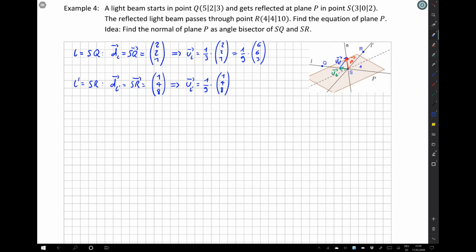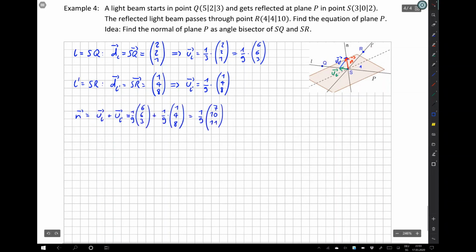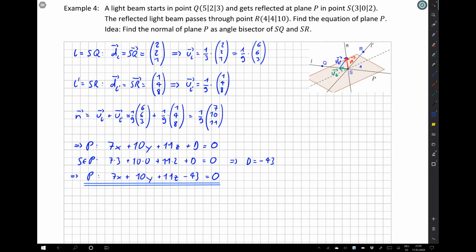And we find for the normal vector the sum of the two unit vectors, and we get in the end 1/9 times (7, 10, 11). And hence we find the equation of the plane 7x plus 10y plus 11z plus d equals 0. And we just need to insert the point S to find d. And we get the final result for the plane P, 7x plus 10y plus 11z minus 43 equals 0.